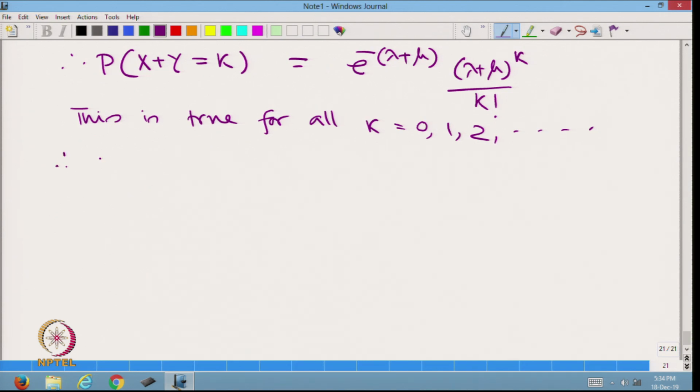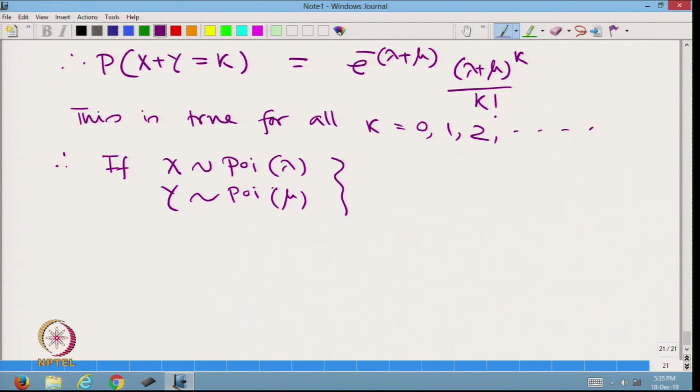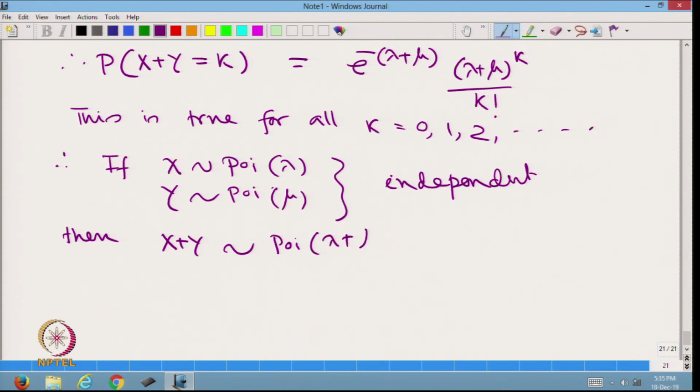Therefore, what we find is that if x is Poisson with lambda and y is Poisson with mu, and they are independent, then x plus y is Poisson with lambda plus mu.